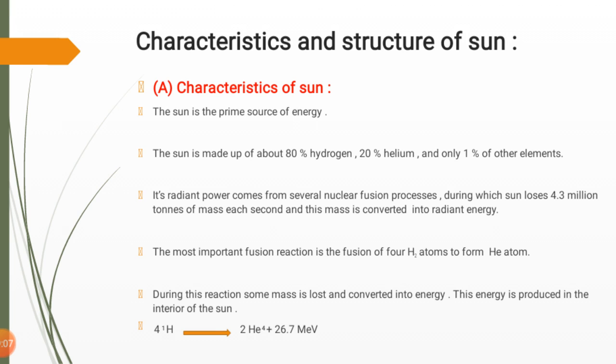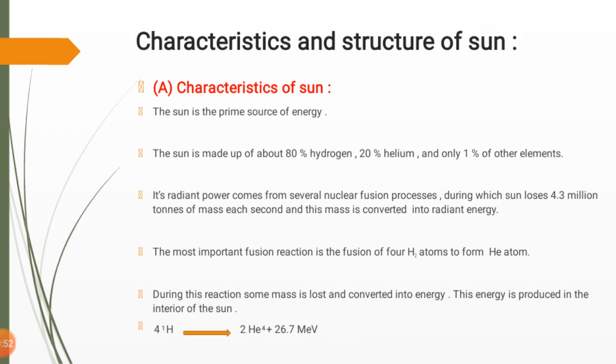The sun is made up of about 80% hydrogen, 20% helium and 1% of other elements. Now what is the composition of the sun? The sun is made up of about 80% hydrogen, 20% helium and 1% of other elements. The large amount, 80%, is hydrogen, only 20% is helium, and only 1% is other elements like sulfur, oxygen, nitrogen and so on. All these elements are present only in 1% inside the sun. This is the composition of the sun.